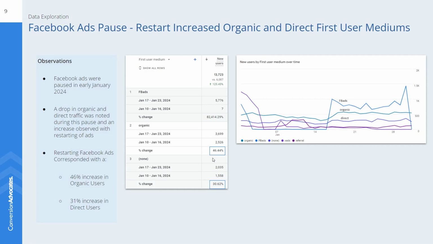So we're looking at those correlations, we see that pattern. We can also investigate the raw data itself and then confirm, yes, when they paused Google Ads, organic and direct decreased.